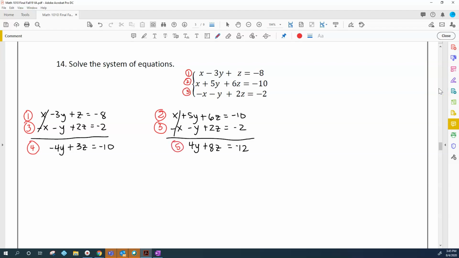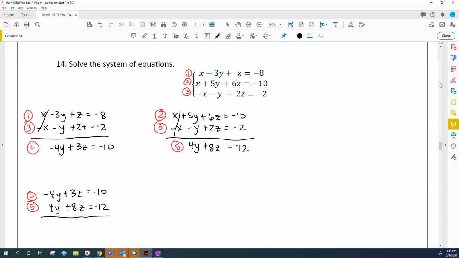All right, now what do I want to do? Because sometimes students get to here and they're stuck and can't remember what to do. So what do we do at this point? We need to kill off another variable by putting 4 and 5 together. So let's write down equations 4 and 5: negative 4y plus 3z equals negative 10, and 4y plus 8z equals negative 12. They made this one really nice on this final exam. Look at how my y's are going to cancel out.